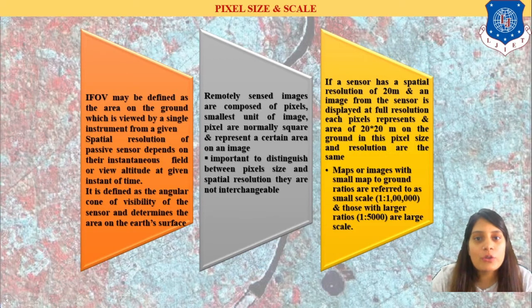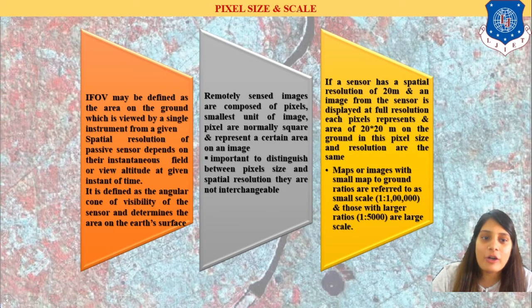So according to that, we can see the pixel size and scale. Now, if a sensor has a spatial resolution of, for example, 20 meter, an image from that sensor is displayed at full resolution of 20 by 20 meter on the ground. So what is it saying? 20 meter of resolution means each pixel covers 20 by 20 meter of that area.